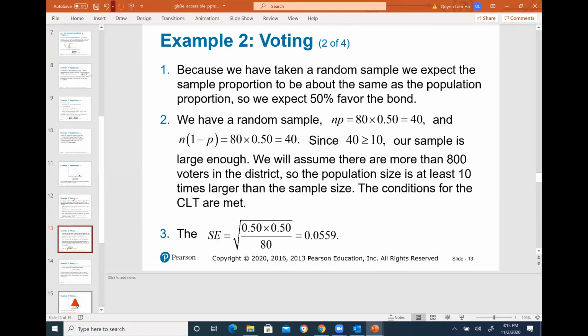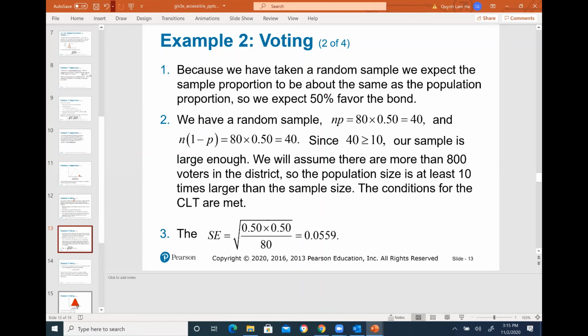Right here is the solutions for number 1. The answer is about 50% favor of the bond. Number 2, of course, the random sample is random and independent, and for the second condition, we test np. Multiply that, you get a value greater than 10, and so on. As the number is large enough, condition 3 is n times 10 gives us 8,000. So that's all satisfied. 8,000 is greater than 10.